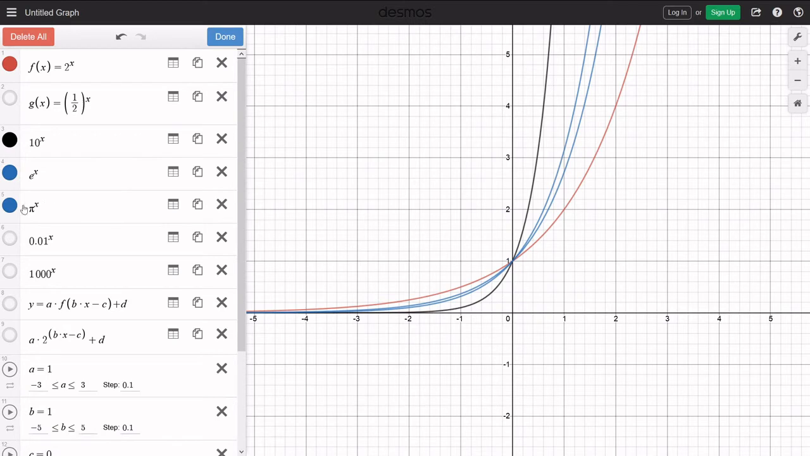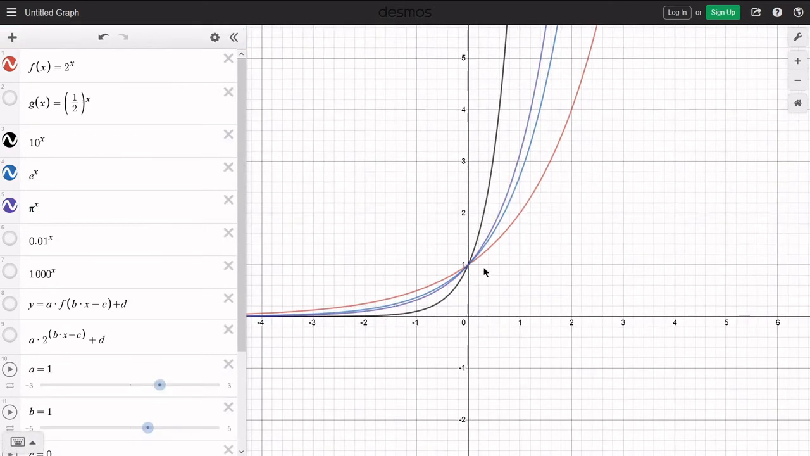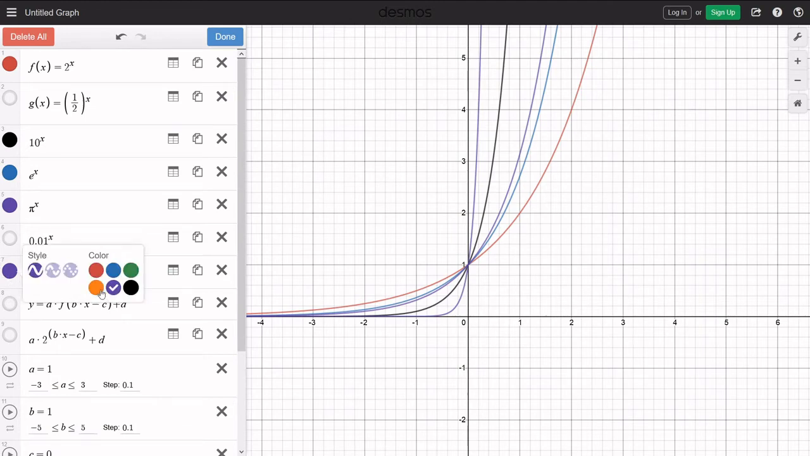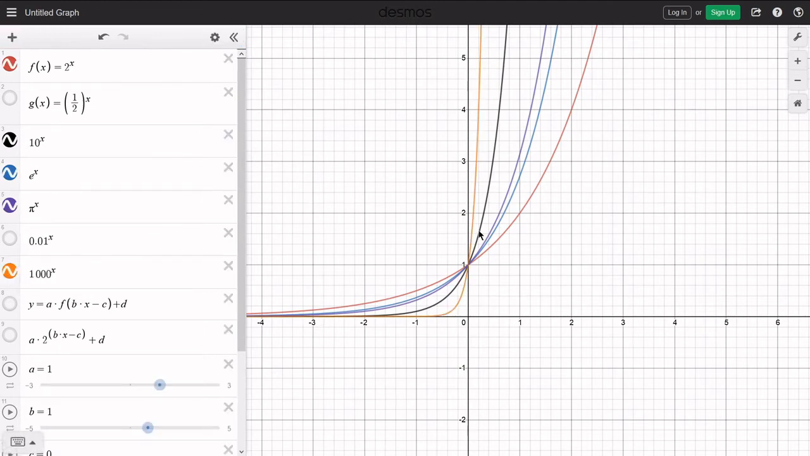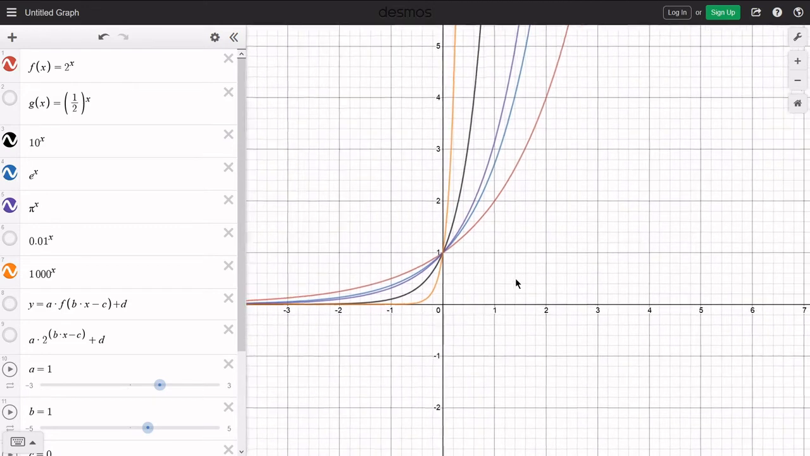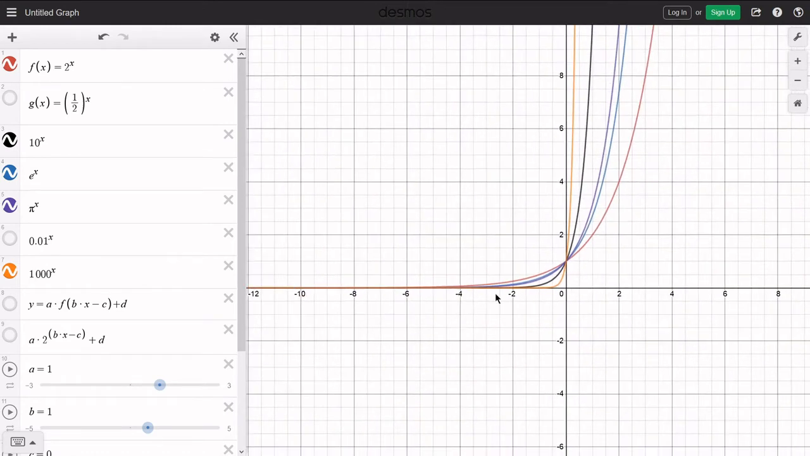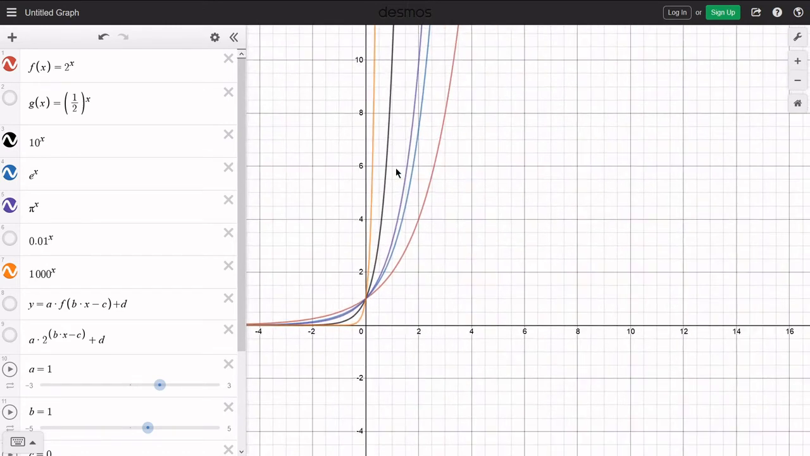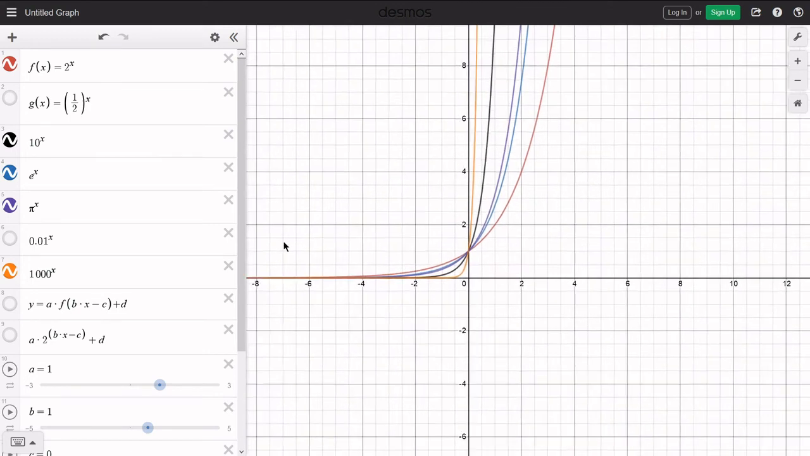You can't see it. Let me use a different color here. What's this purple line here? And then 1,000 to the power of x, you see how that one's a lot sharper, in the orange. That's because 1,000 is a very big number, and so it shoots off towards infinity much faster, and it gets closer to 0 much quicker on this side. That's how it works. But all of these have the same behavior: they asymptote to 0 on this side and shoot off towards infinity on the right-hand side.